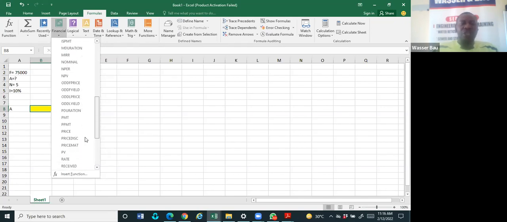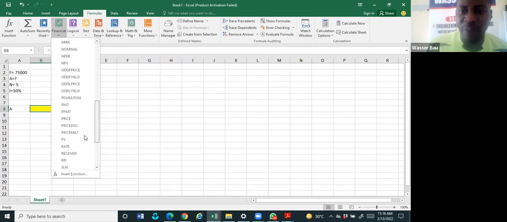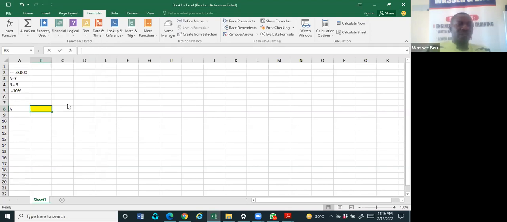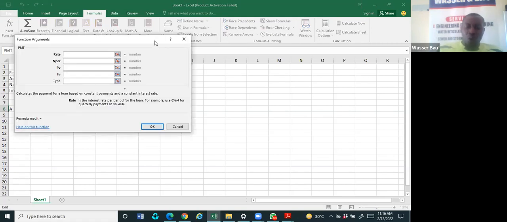But in this case, if you're looking for A, you won't see A. Rather, the name is payment. Meanwhile, remember what I told us, that A is also payment. So we're looking for what payment should I be making in the bank every year to achieve 5,000 in 5 years at 10%. So you now go to payment, you click on payment. If you click on payment, a dialog box like this will open.